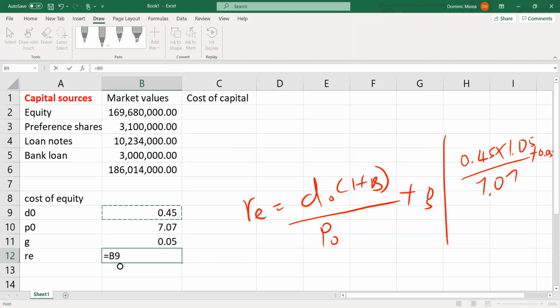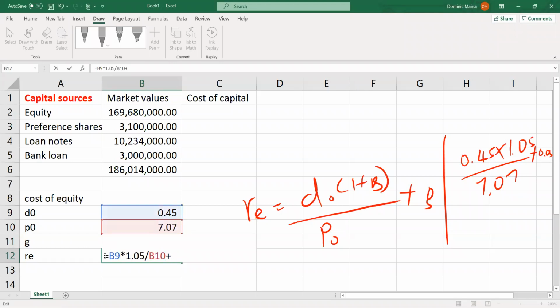But now you just plug it into your cell here. So it is equal to 45 cents, multiplied by 1.05, for example, the growth in the dividend. Then we divide by the ex-dividend market value, which I have here already, plus the growth in the dividend, which we have here.